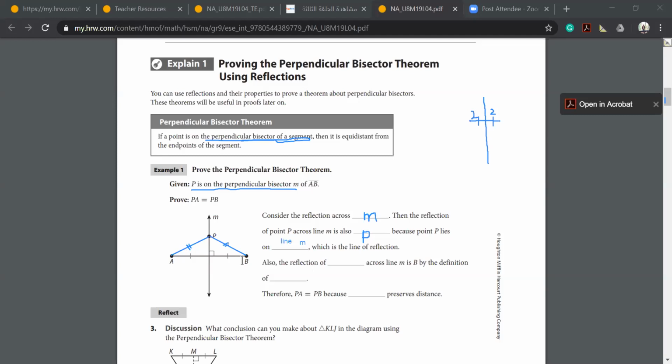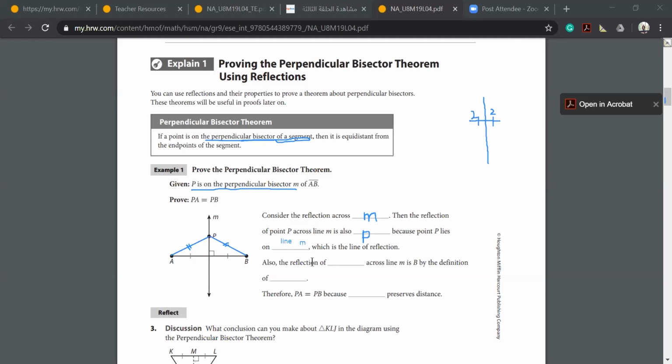So we can consider that the reflection of A is B, because it is the same distance. It is the same explanation I just explained here. When you are reflecting, the reflection should be equidistant, right? So since this is equal to this, we can consider that the reflection of point A is actually point B. So this is what we are going to write here.